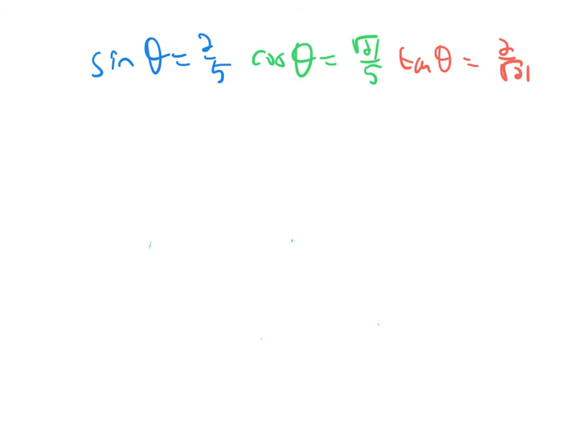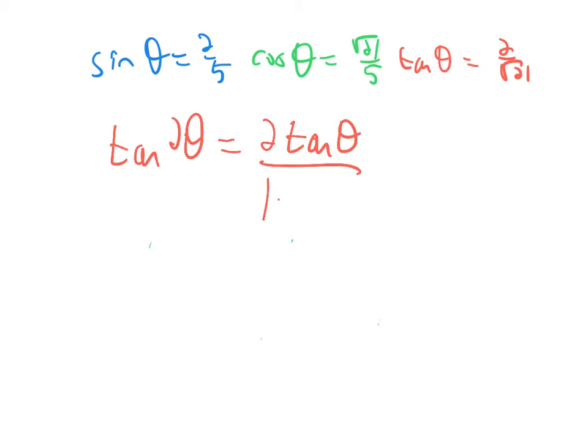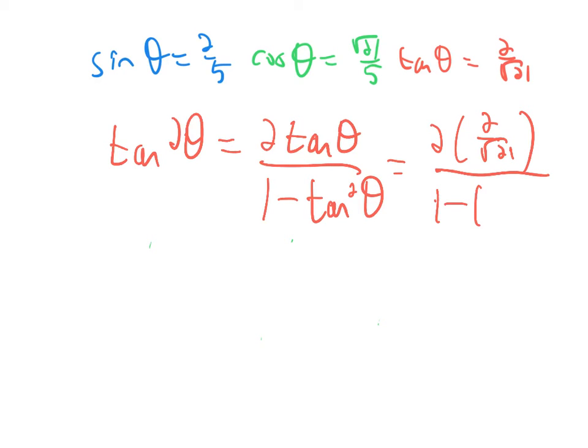So tangent of 2 theta is 2 times the tangent of theta, over 1 minus the tangent squared of theta, which for us is 2 times 2 over root 21 over 1 minus the square of 2 over root 21, which isn't particularly pretty. We get 4 over root 21 over 1 minus 4 over 21. And then you can do a lot of further processing.